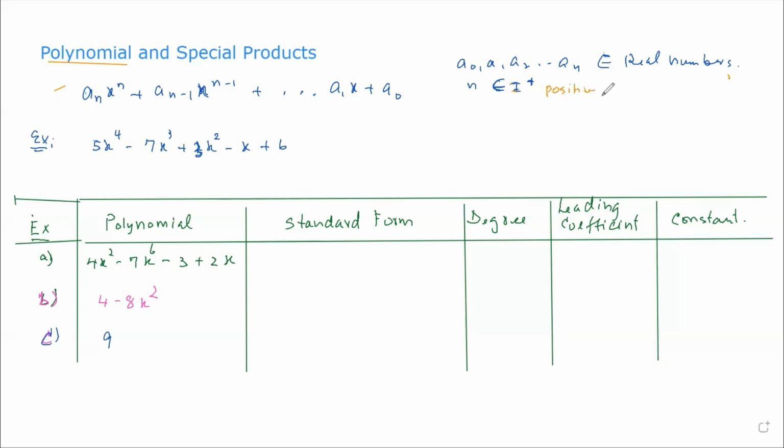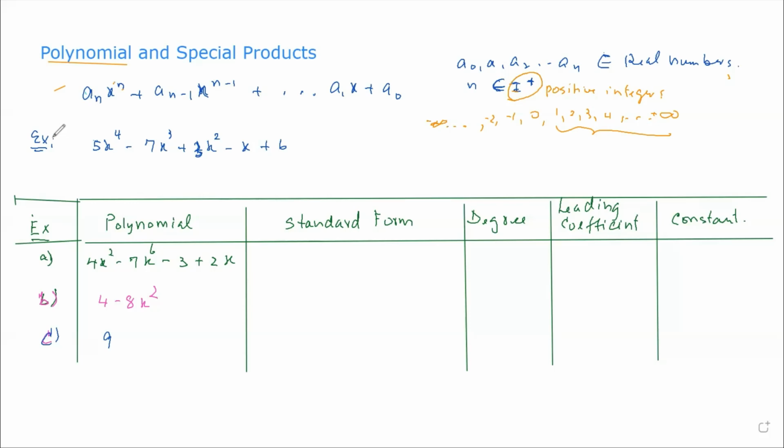So remember, positive integers. Positive integers start from 1, 2, 3, 4, and so on until plus infinity, right? Integers have three kinds: there is also 0, and then -1, -2, and so on until negative infinity. But this one needs to be the positive integers, so we can have only this one. The meaning is that n, the index here, has to be a positive integer. So that's the definition of polynomial.